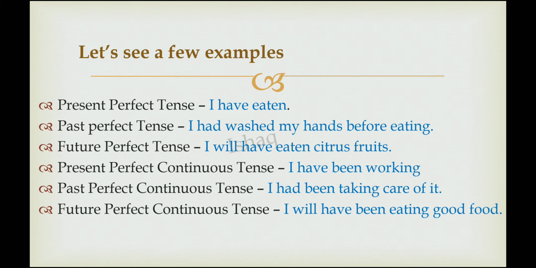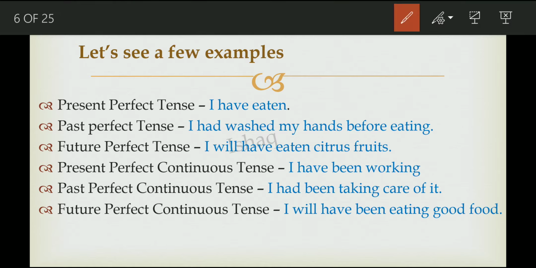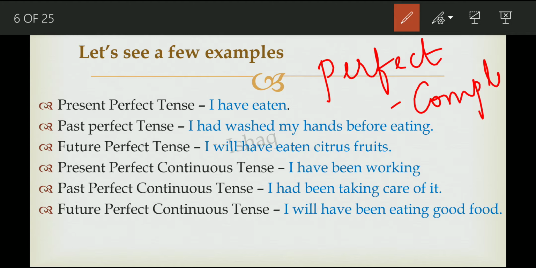So when we talk about present perfect tense, first of all, perfect tense is about completion of action, right? We have told that it is about completion. So in any of these tenses, be it present perfect, past perfect, future perfect, present perfect continuous, past perfect continuous or future perfect continuous, this is about completion of action. So when it is present perfect, I have eaten. In present tense, the action has been completed. So in past perfect, if I say I had washed, it is about in the past I completed that action.